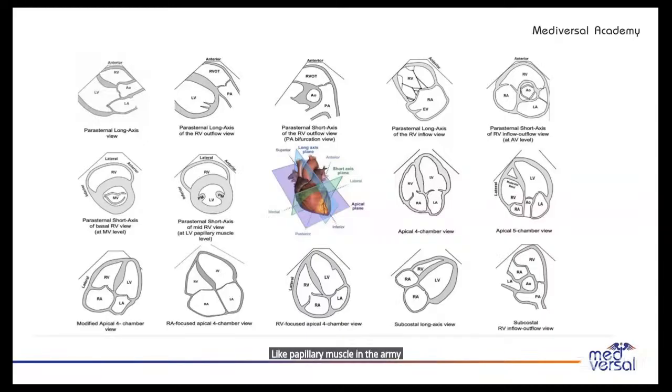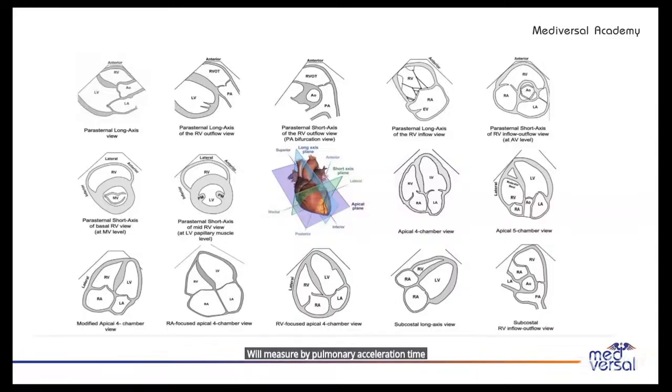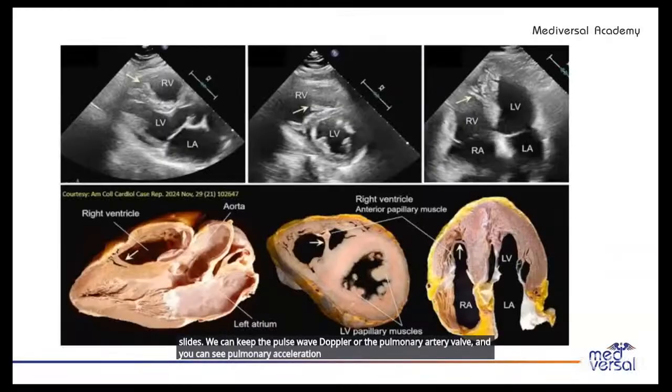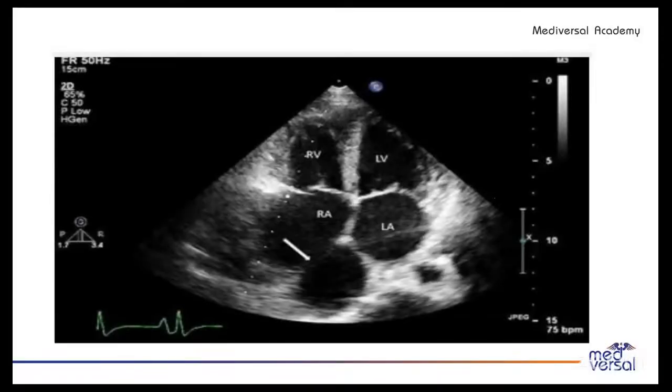How to measure RVSP if there is no TR component? If there is no TR component, generally we will measure by pulmonary acceleration time. You can see the third image in my slides. We can keep the pulse wave Doppler on the pulmonary artery valve, and you can see the pulmonary acceleration time. I will show the pulmonary acceleration time slide to you.